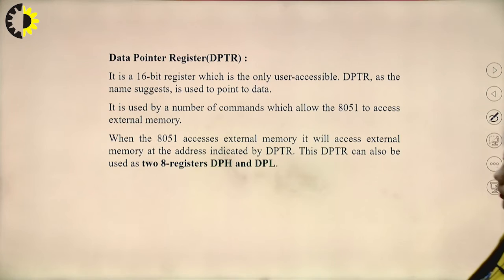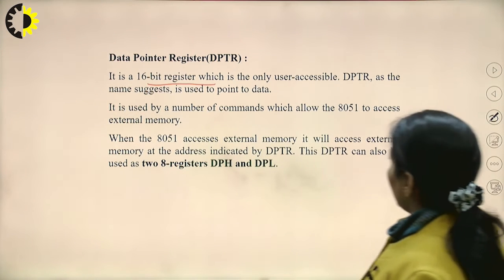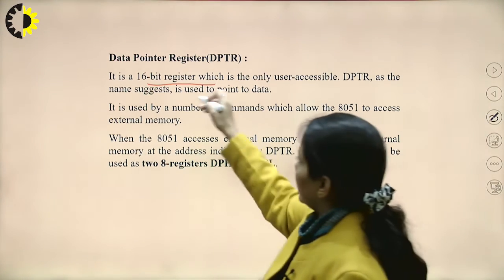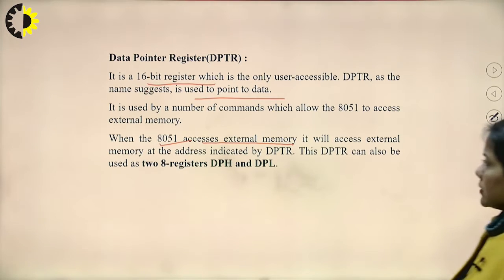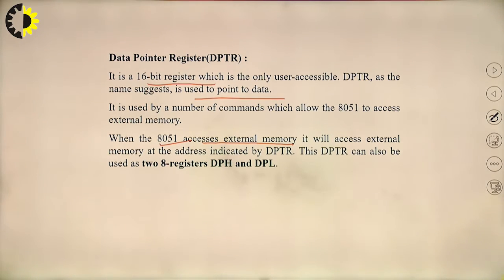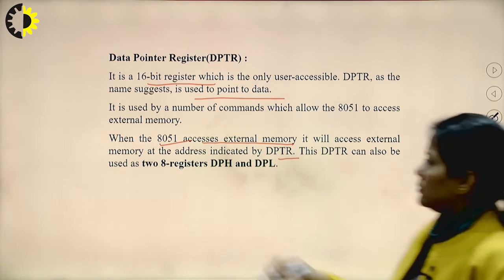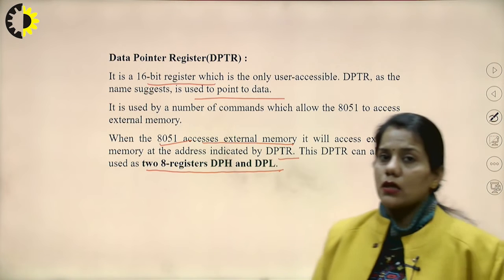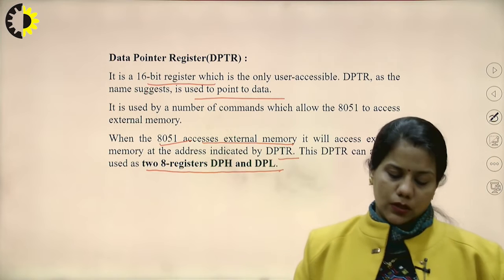Now, when we talk about the DPTR, it's a 16-bit register and it is the only user accessible register and it's used to point to the data. So when 8051 accesses external memory, it will access external memory at the address indicated by DPTR. This DPTR can also be used as two 8-bit registers, that is DPH and DPL, that is data pointer higher order byte and data pointer lower order byte.